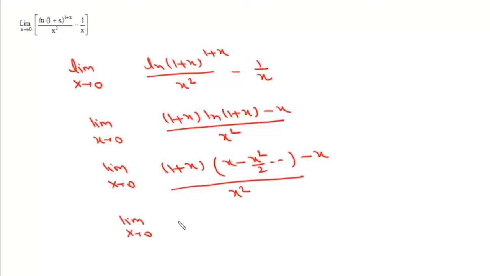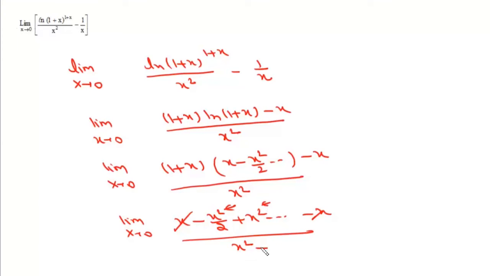Now we can write this as x minus x square upon 2 plus x square plus higher power of x minus x upon x square. Now this x and x will cancel. Now this minimum power in the numerator is same as minimum power in the denominator. So answer to this limit will be coefficient of x square in the numerator upon coefficient of x square in the denominator, which is 1 by 2. So answer to this limit is 1 by 2.